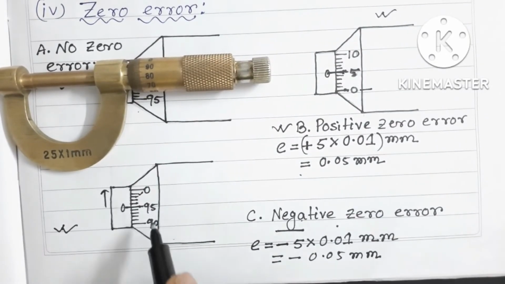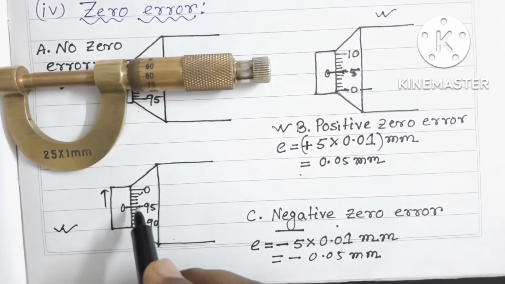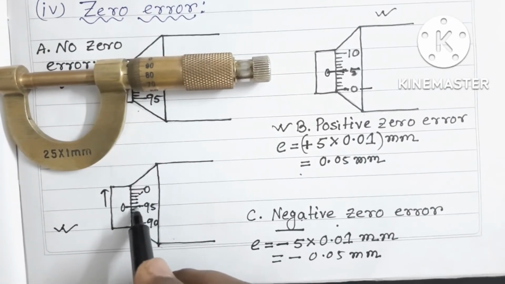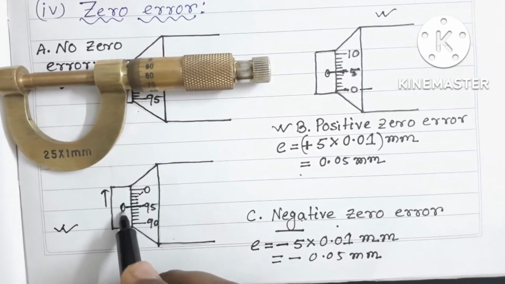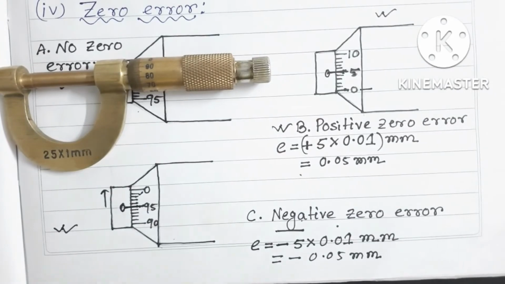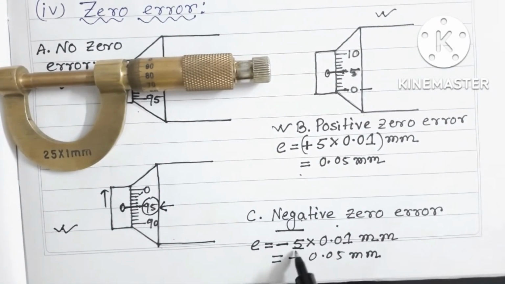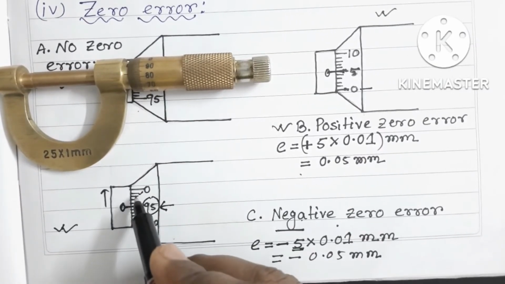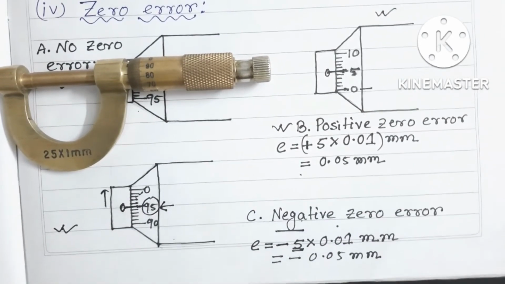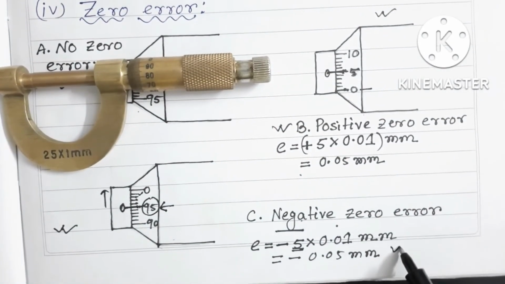But you should be very careful that you should not take which division coincides with the reference line. That means you cannot take this 95 as my negative error. You always have to count from the 0: 1, 2, 3, 4 and 5. So this is the negative error.